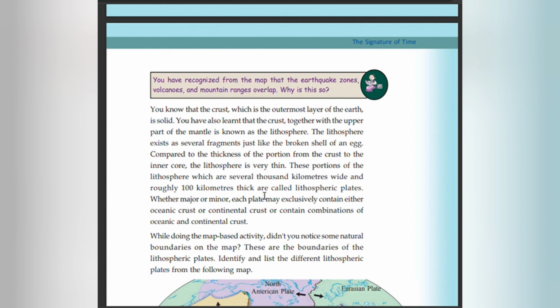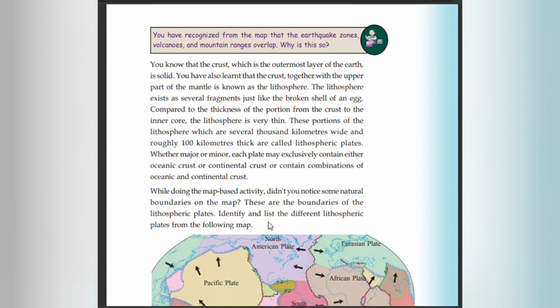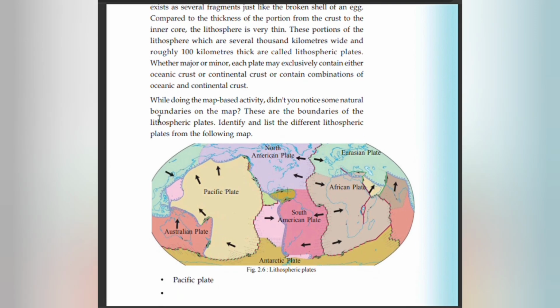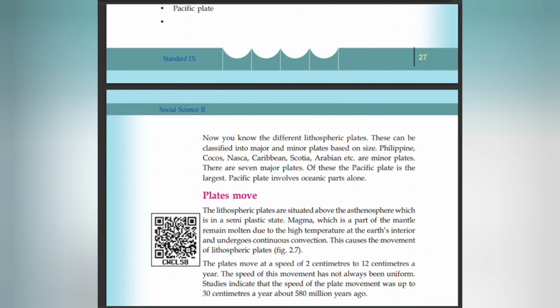Whether major or minor, each plate may exclusively contain either oceanic crust or continental crust, or contain combinations of oceanic and continental crust. While doing the map-based activity, didn't you notice some natural boundaries on the map? These are the boundaries of the lithospheric plates. Identify and list the different lithospheric plates, that is Pacific plate, North American plate, Eurasian plate, African plate, South American plate, Australian plate. Now you know the different lithospheric plates.